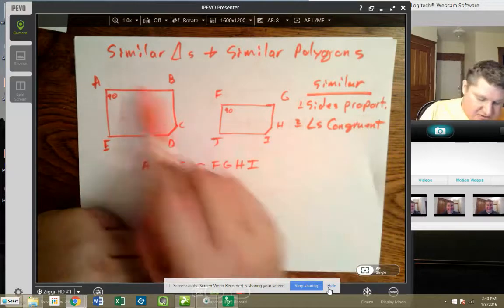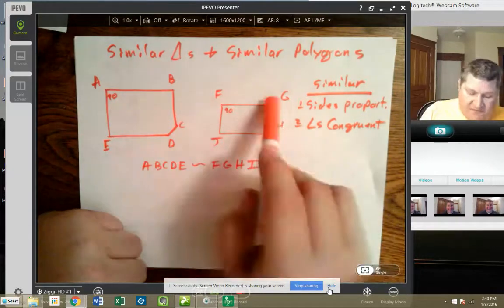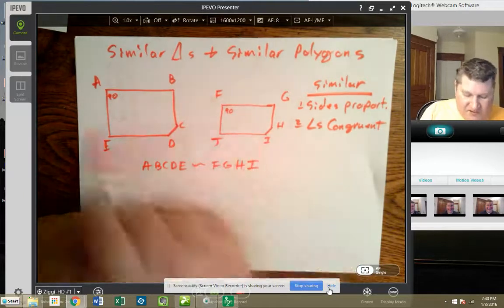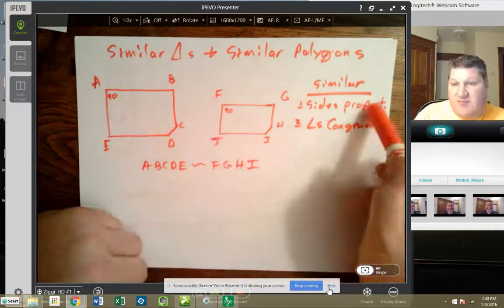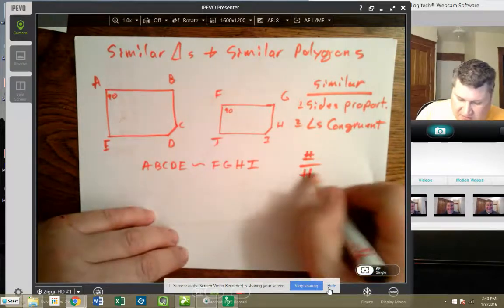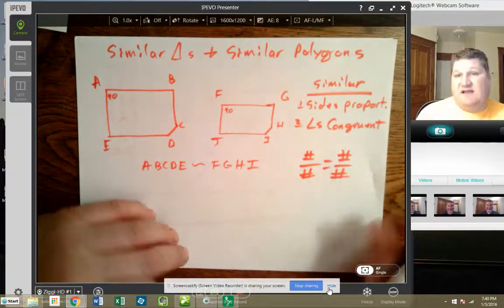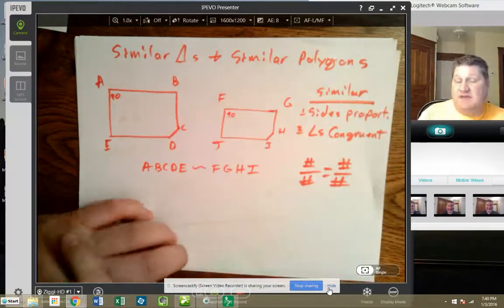So in this case, 1, 2, 3, 4, 5 sides. 1, 2, 3, 4, 5 sides. All 5 sides that are corresponding to one another have to be proportional. They would have to fit some version of this proportion, and all sides would have to be able to fit that test and be able to be cross multiplied to be equal.